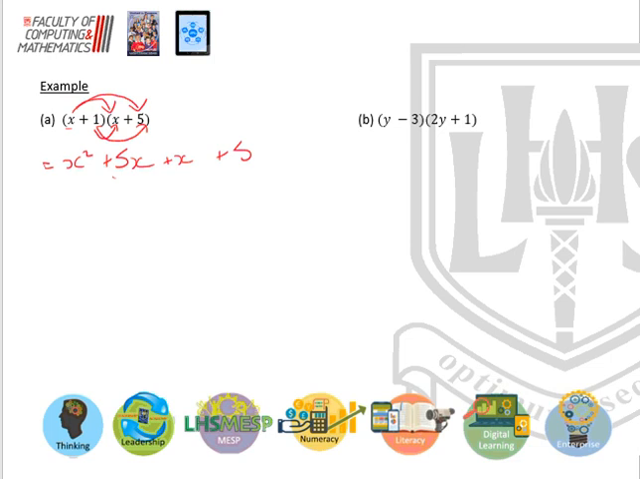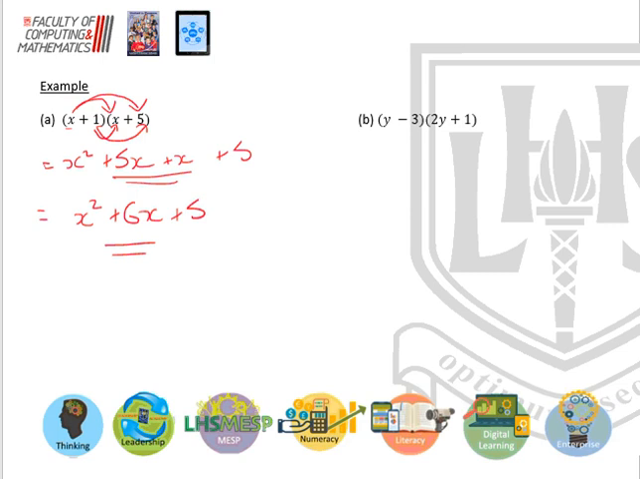Then you'll notice these two x's can simplify. So that x squared, nothing else happening with x squareds, so you just leave it. 5x plus x is 6x. And then the plus 5, nothing else happening with just digits. So it's just x squared plus 6x plus 5.